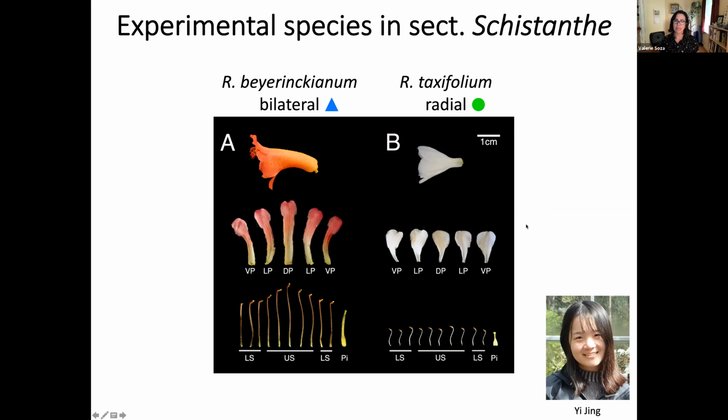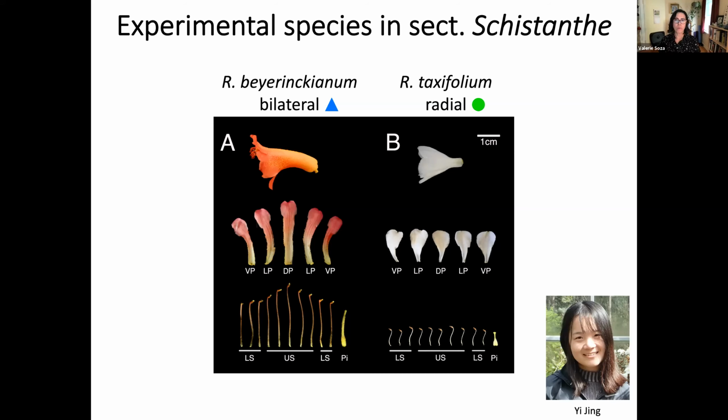So we wanted to look at expression patterns of these three genes in these two species and compare them across these different organs, the petals, stamens, and the pistils. But to do that, we first had to identify how many copies of these three genes we have in these two species. We also wanted to get a sense of the history of these three genes across the genus, whether or not there had been many duplications or losses in these genes.